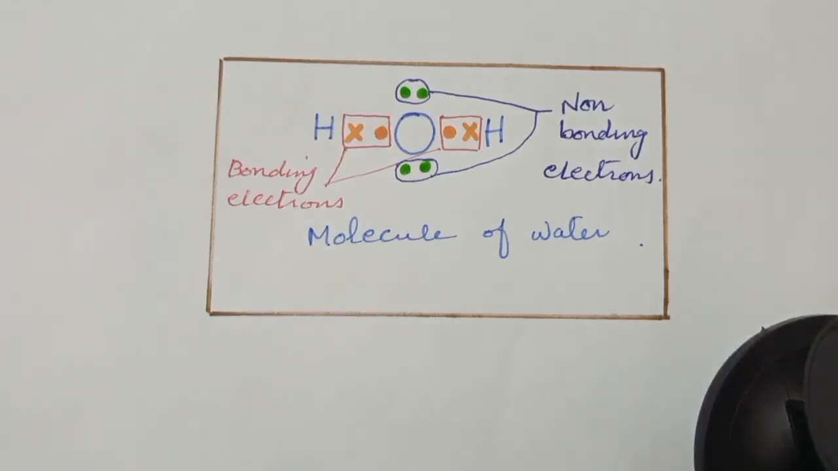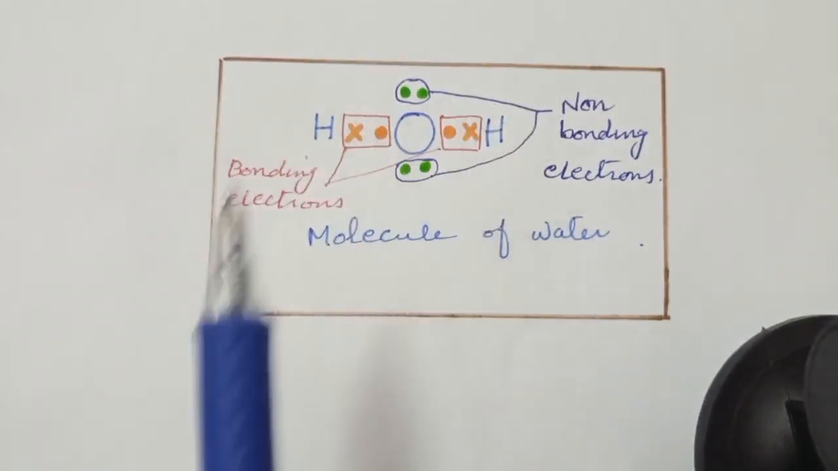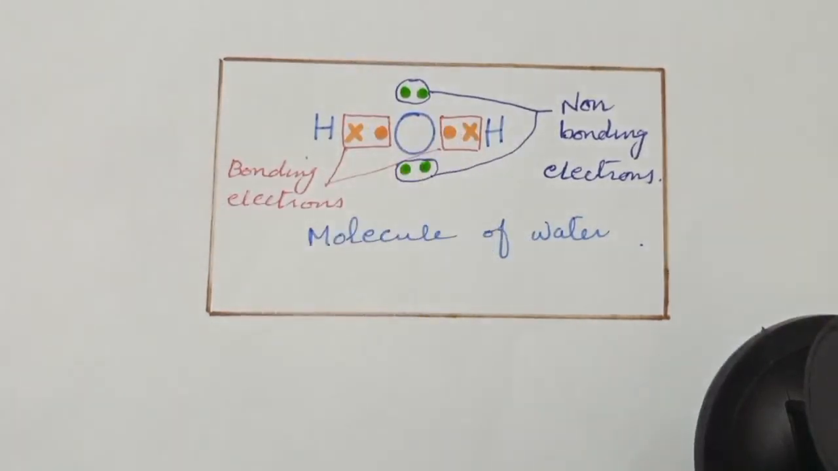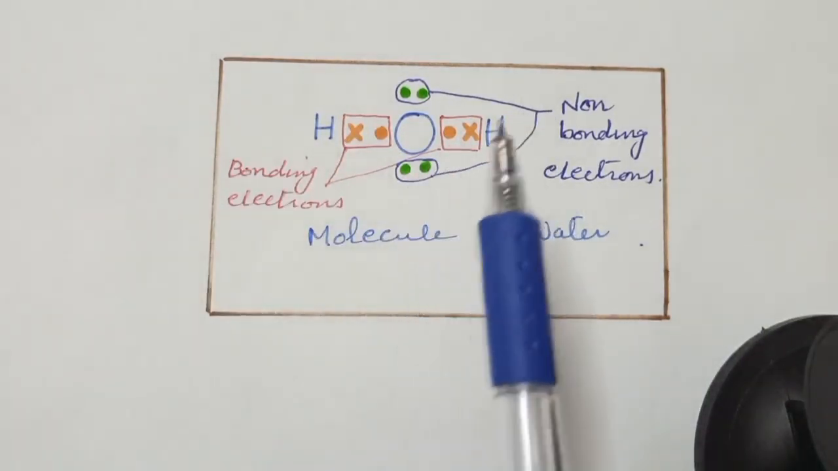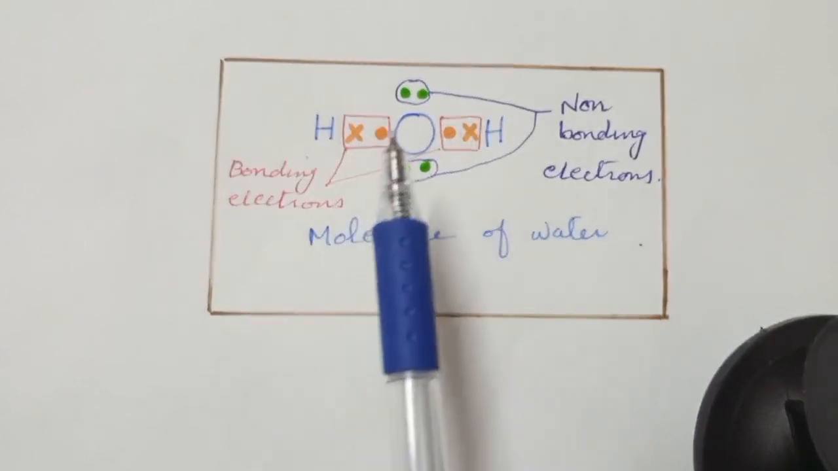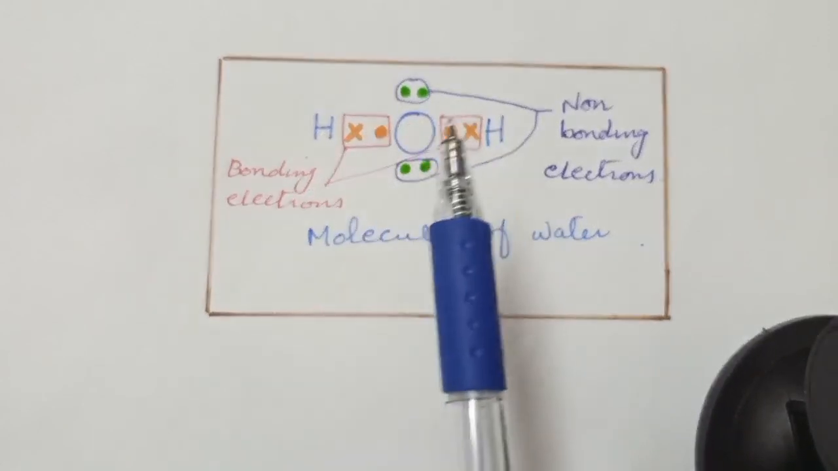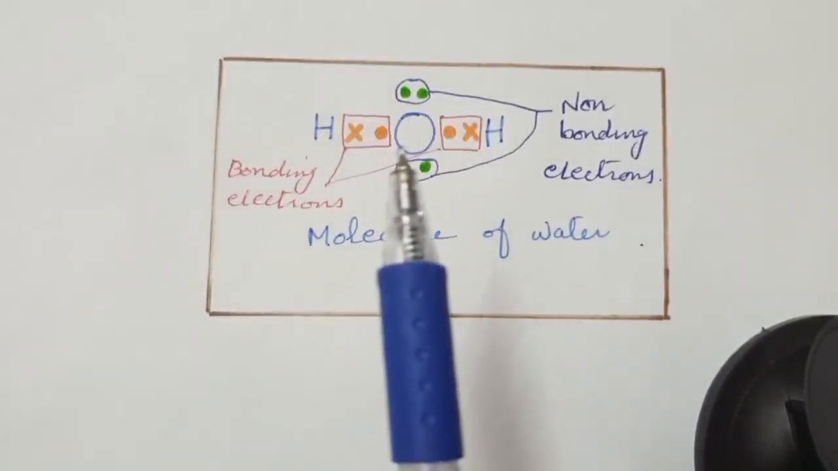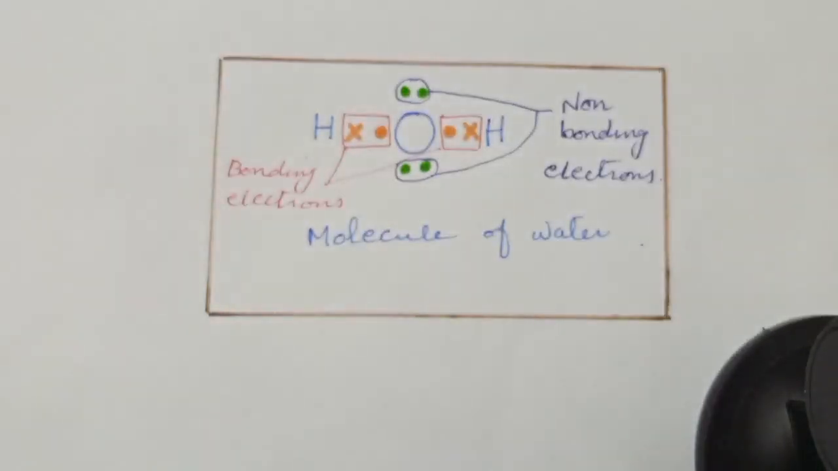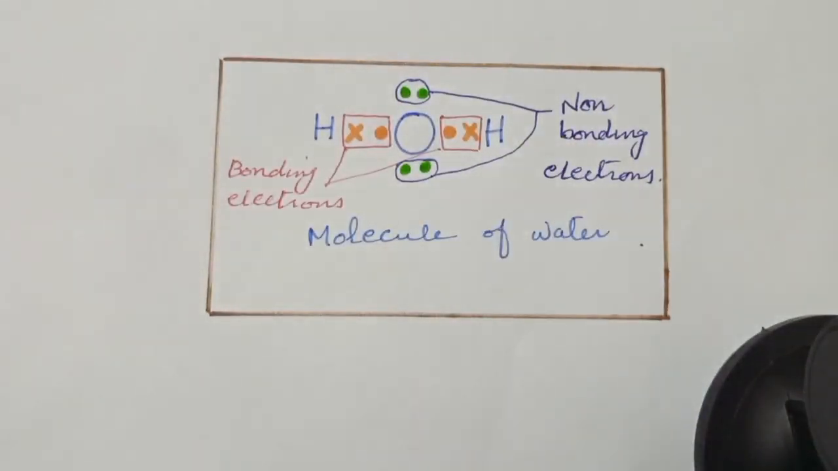Oxygen atom takes 2 electrons from 2 hydrogen atoms and completes its outermost shell, and on the other hand, each hydrogen atom takes 1 electron from the oxygen atom and completes its outermost shell. Hence, these 2 electrons, this one is of oxygen and this one is of hydrogen, and this one is of oxygen and this one is of hydrogen, are the bonding electrons. But the oxygen atom, in addition to these electrons, has 2 electrons like this. These are the non-bonding electrons because they are not taking part in the chemical bond formation.